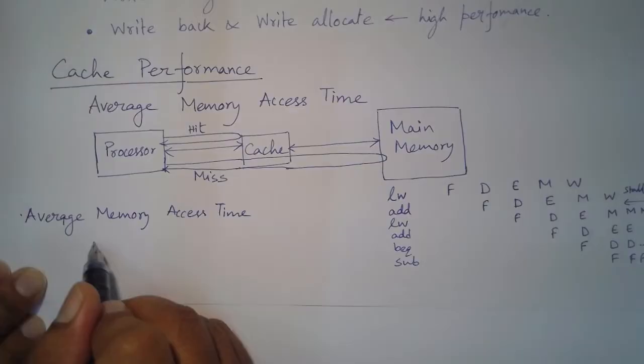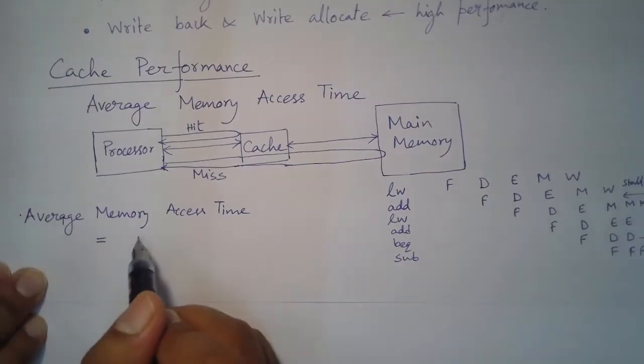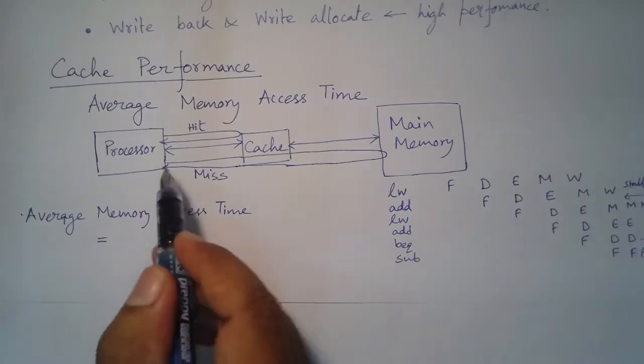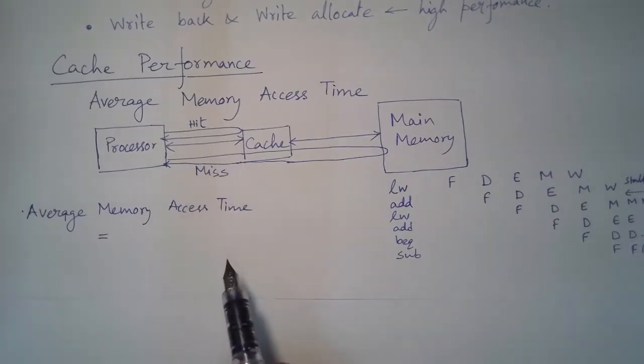Now let us see what happens when the processor tries to access a memory. The processor puts a request to the cache. Okay.